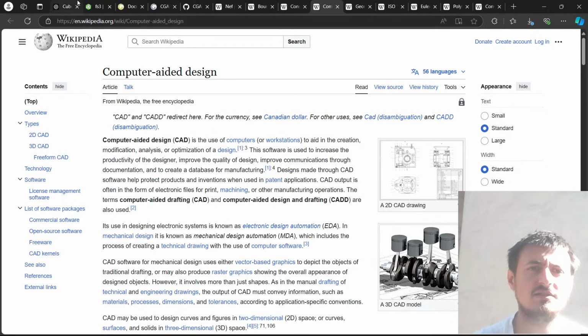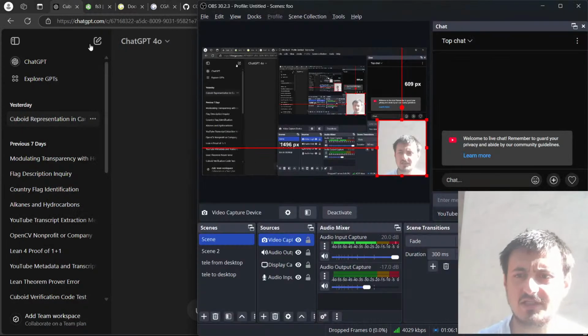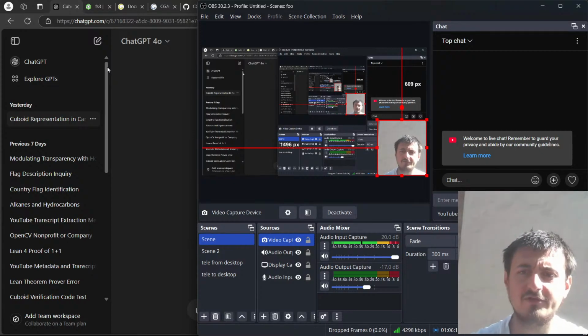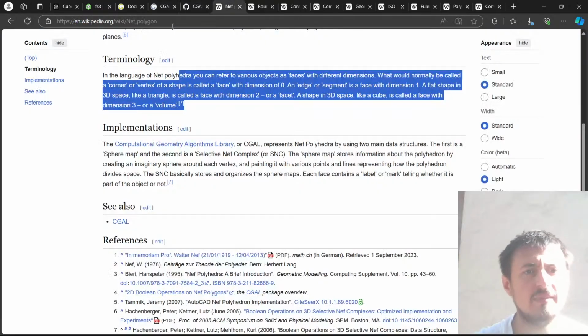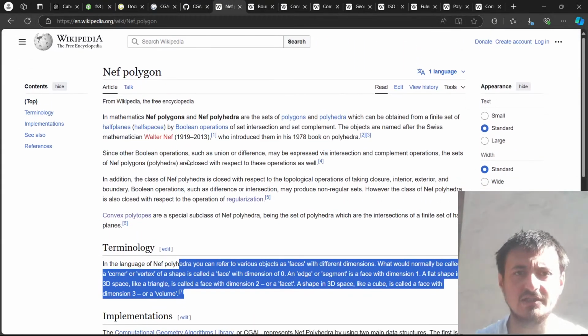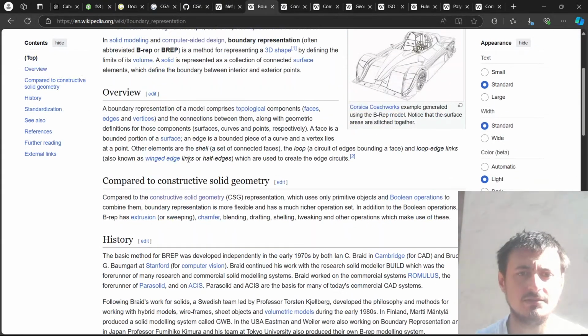All right, let's get going. I'm gonna make some breakfast and then let's get going. So the first hour, all we did was we looked at basically the different types of representing solid models.